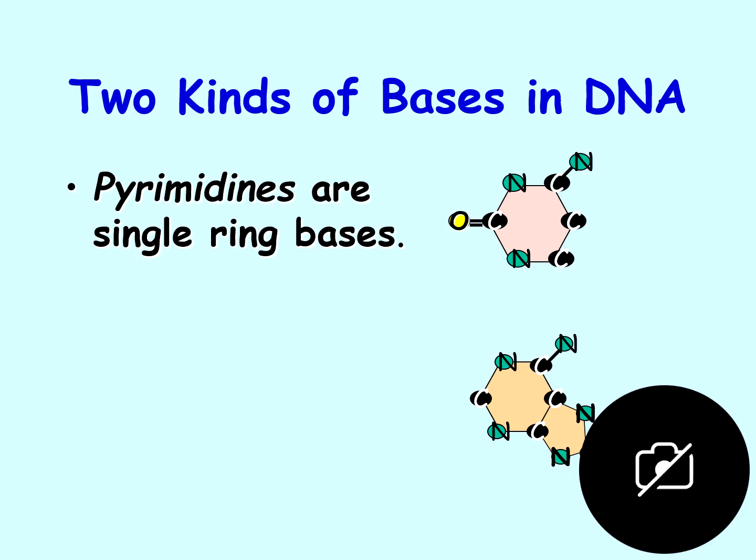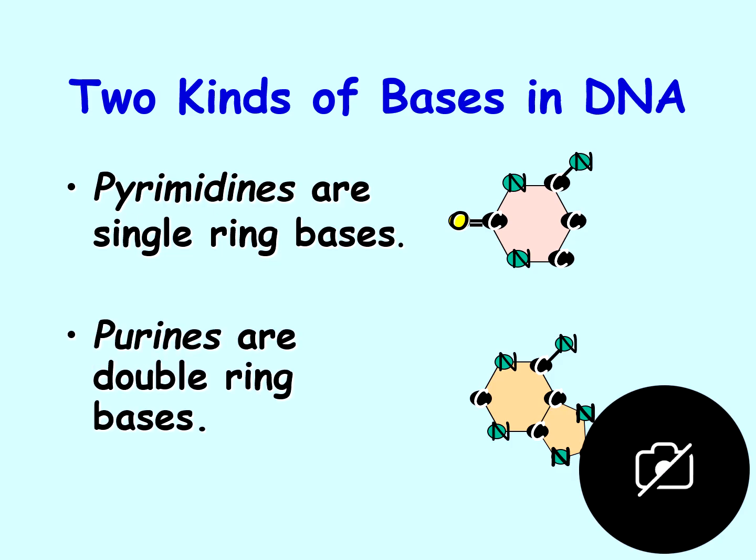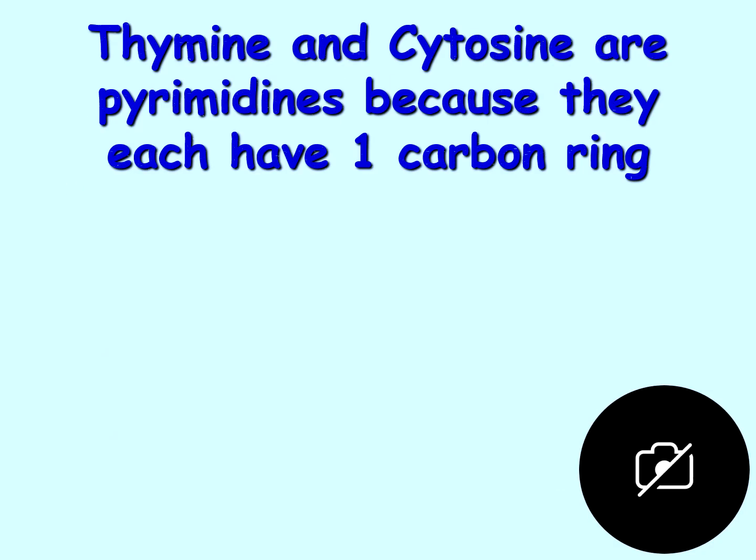And there are two kinds of bases. You're not writing any of this, by the way, just listen for a second. There are two kinds of bases in DNA. The first ones are called pyrimidines, and that's because there's just one ring structure here and one ring structure here. So pyrimidines have just one ring. However, purines, on the other hand, have two rings. There's this ring right here, and then there's this ring right here, and that's a purine.